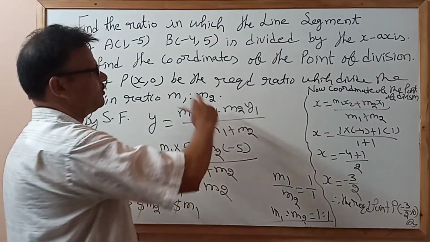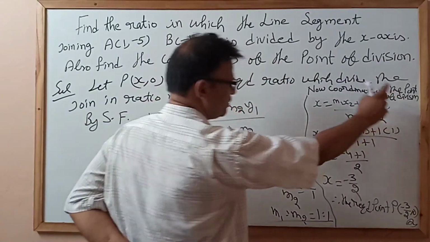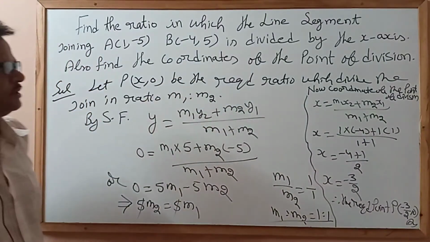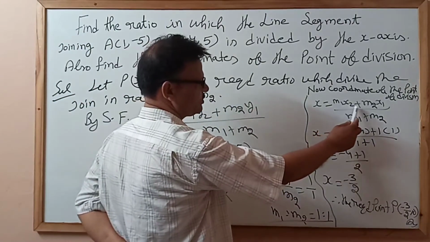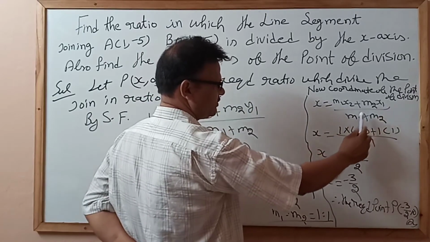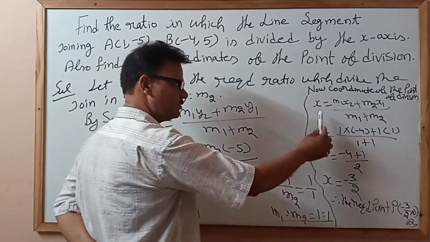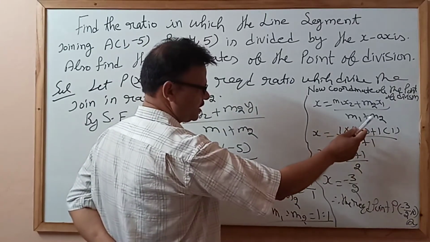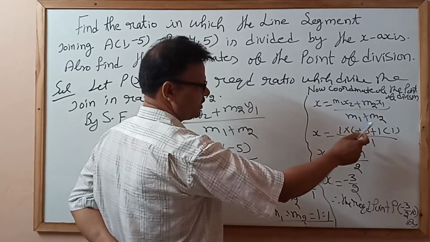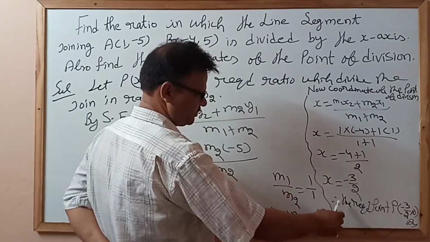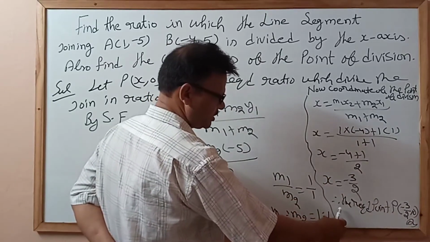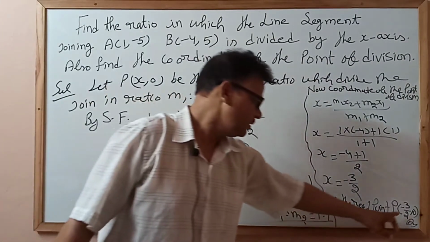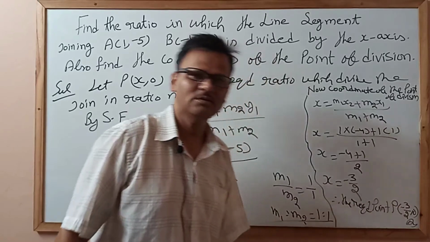Now we have to find the coordinate of the point of division. For that we find the value of x. We have taken here P(x, 0). So x is equal to m1 x2 plus m2 x1 over m1 plus m2. That is also by the section formula. So now put the value of m1 and x2 and m2 x1, we get this. After simplification we get x is equal to minus 3 over 2. Therefore the required point of division is minus 3 over 2 comma 0. Answer.